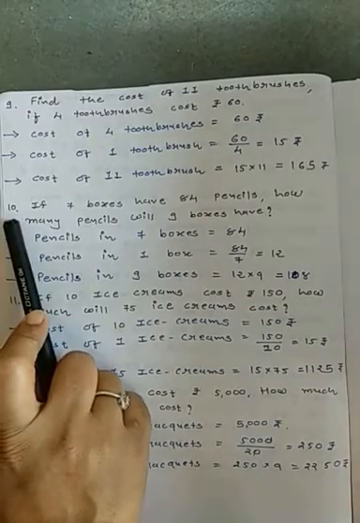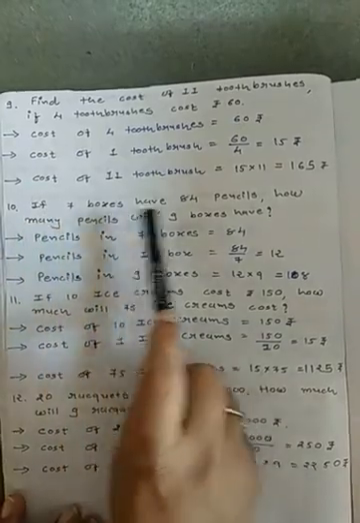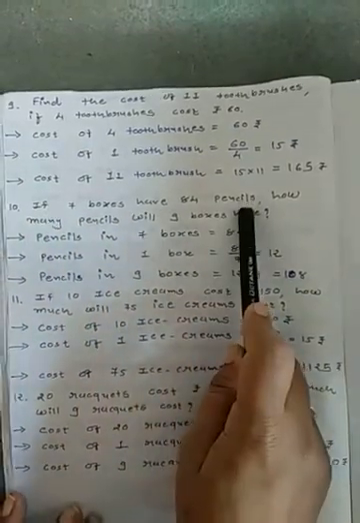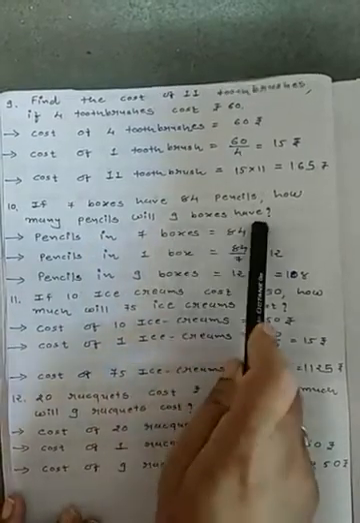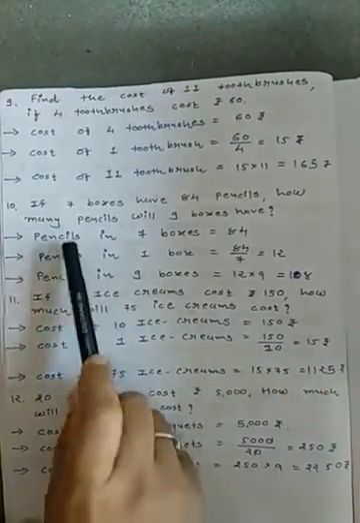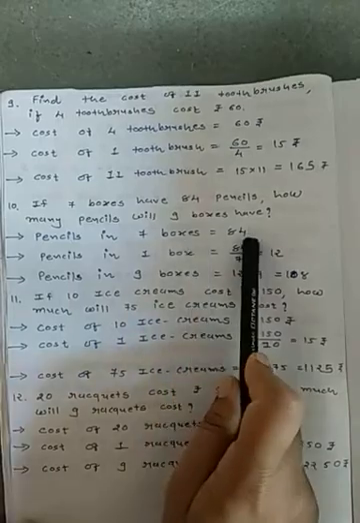10th one. If 6 boxes have 84 pencils, how many pencils will 9 boxes have? So pencils in 7 boxes, 84.